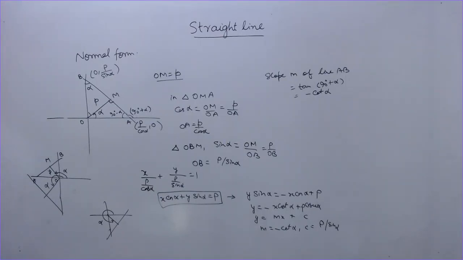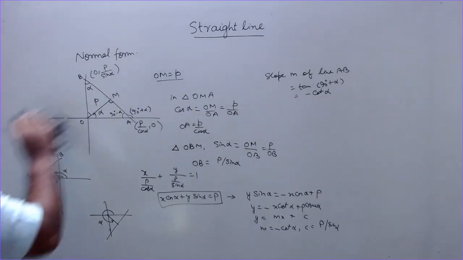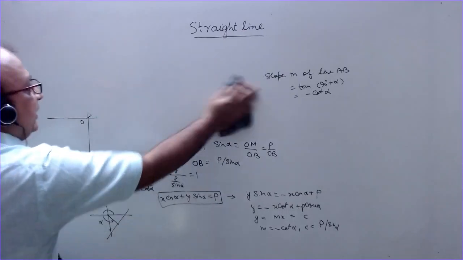So these are the different forms of straight line, how to find the equation, and how to convert one form into another. Let us take an example for this purpose. The equation of a straight line is given, and we have to convert this into another form.